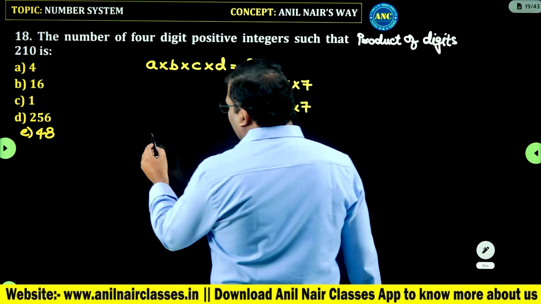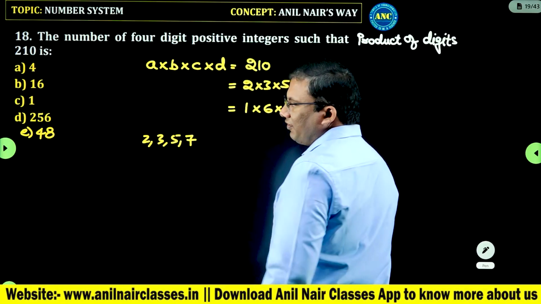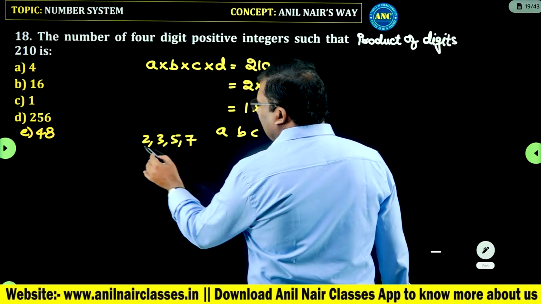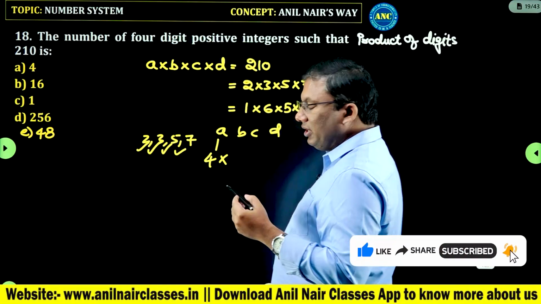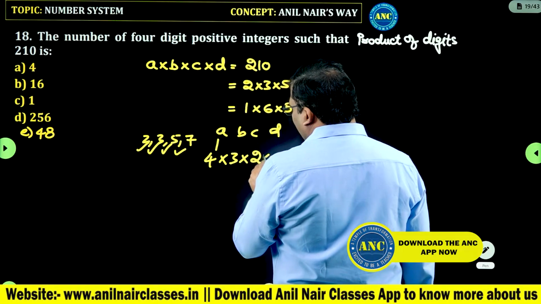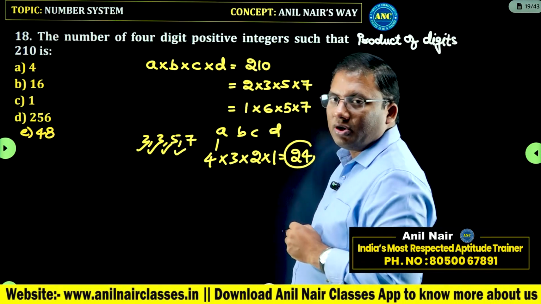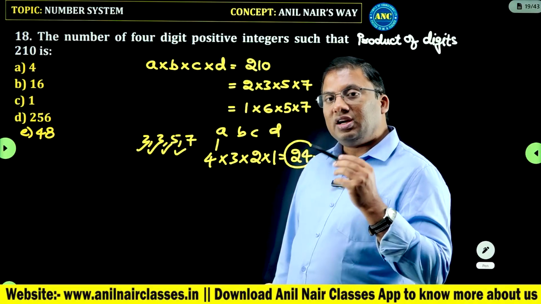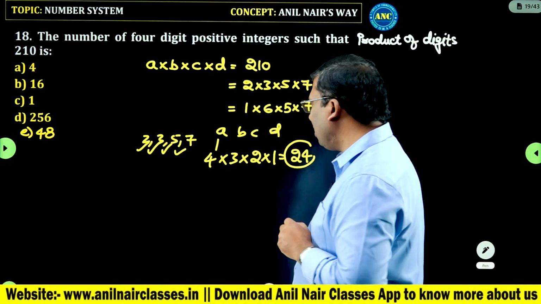2, 3, 5, 7 can be distributed among A, B, C, D. A can take any one of the 4 numbers. There is no repetition, so any of the remaining 3 numbers can come to B, then remaining 2, remaining 1. 4 into 3 into 2 into 1 is 24. There are 24 numbers that can be formed whose product of the digits is 210. 4 numbers can be arranged in 4 positions in 4 factorial, 24.